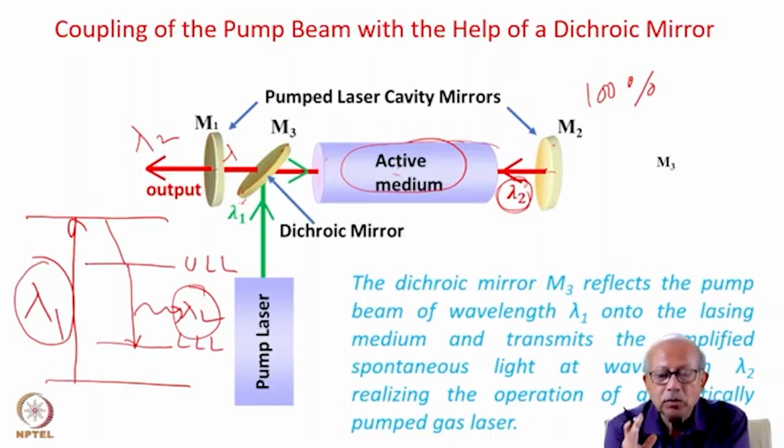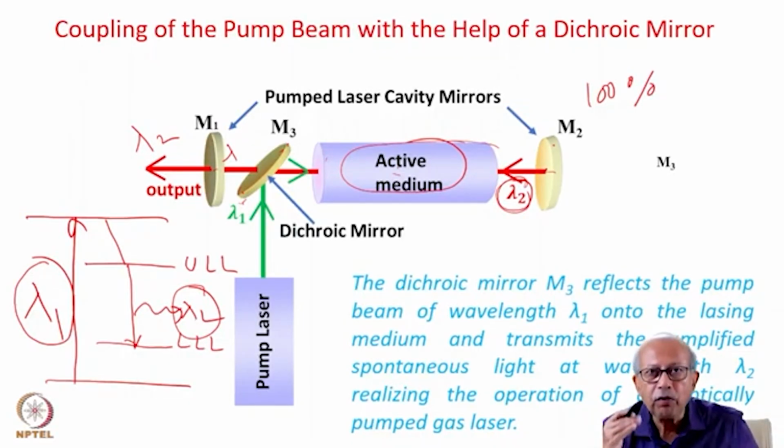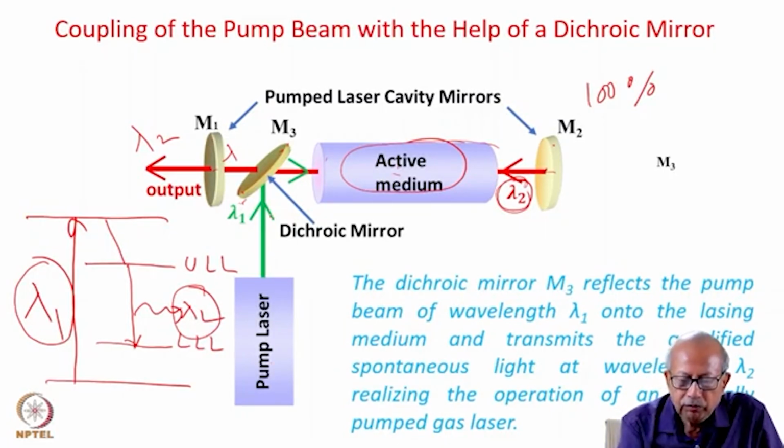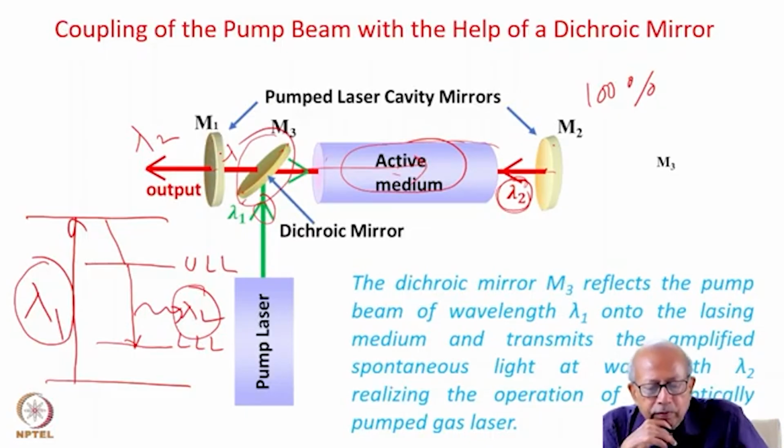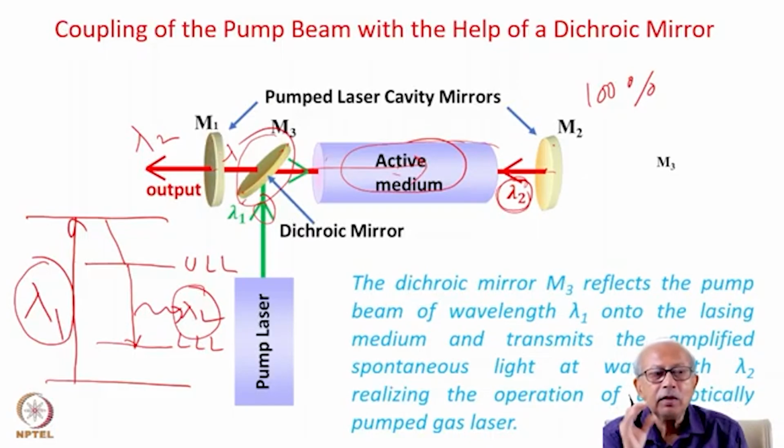So I end here today. Tomorrow or the next class, we would see how this Brewster angle property of reflection of light can be exploited to achieve coupling of the incident light from a pump laser into the active medium by dispensing with this expensive dichroic mirror. Alright then, let us end here today.